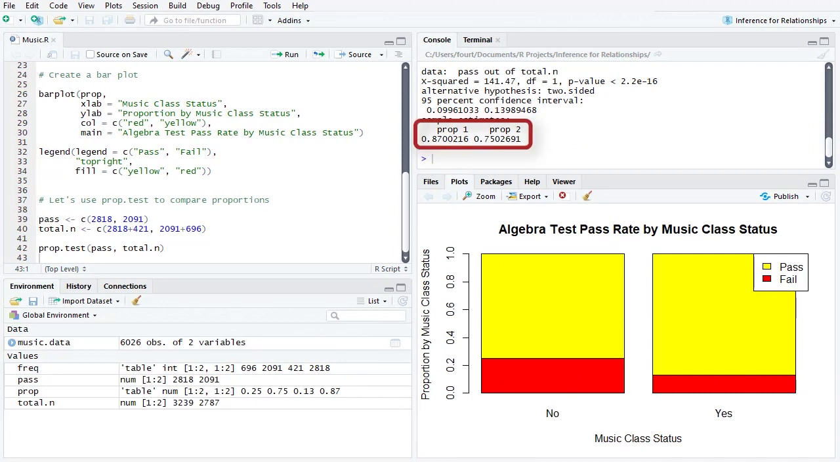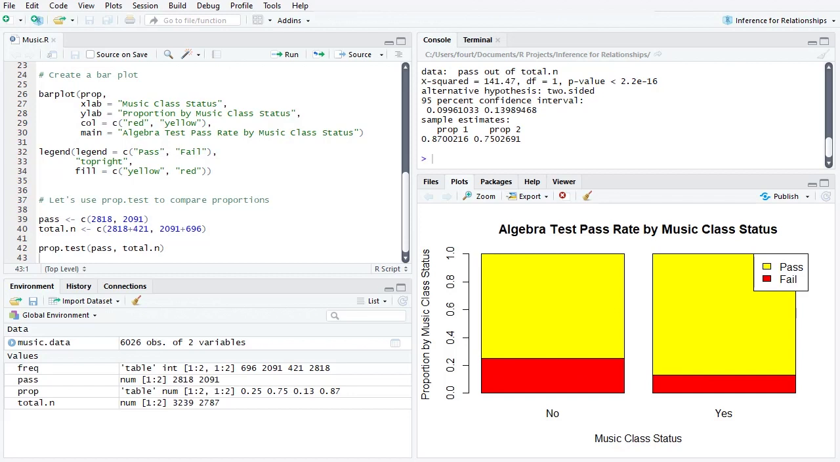The proportion passing that we saw earlier, we see again here, 0.87 for the music group, 0.75 for the no music group. There's a difference here of 0.12. That's in the sample. But what is the difference in the population? It's somewhere between 0.10 and 0.14. Notice that I'm looking at this confidence interval and rounding. So those that take music in the population are going to pass the test at a rate between 10 and 14 percentage points higher than those who do not take music.